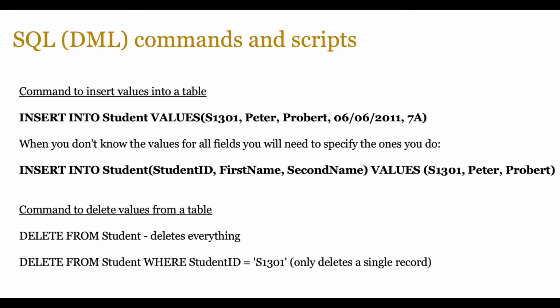Now, the command to delete values from a table is similar. We simply say delete from a table. So delete from student deletes everything. And delete from student, where student ID is equal to a particular ID number, only deletes a single record. So in this case, we can actually use it to create quite complex queries where we can just work with an individual record. We can delete that. Or if we don't like everything, we can just delete the whole table.